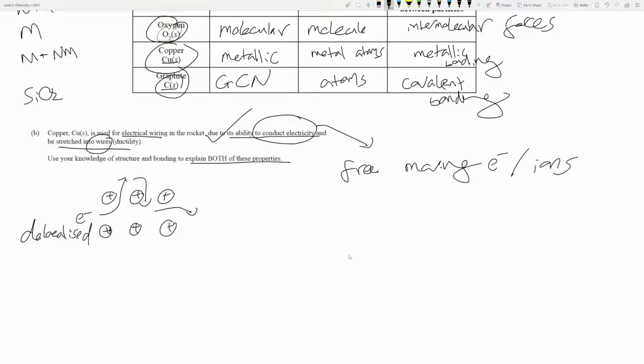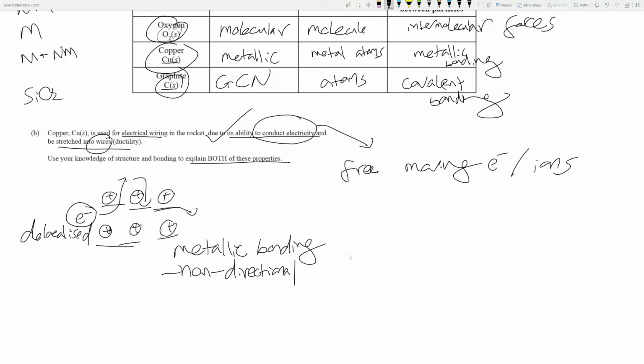And then the fact that it can be stretched into wires: if you look at the bonding we're doing here, metallic bonding is a force of attraction between these electrons and the positive nucleus. Metallic bonding is non-directional. What that means is that the electron that is highlighted could bond with any of the protons I've just drawn here, because there's no limit to which one it can bond to, and it doesn't have to go in a specific direction.